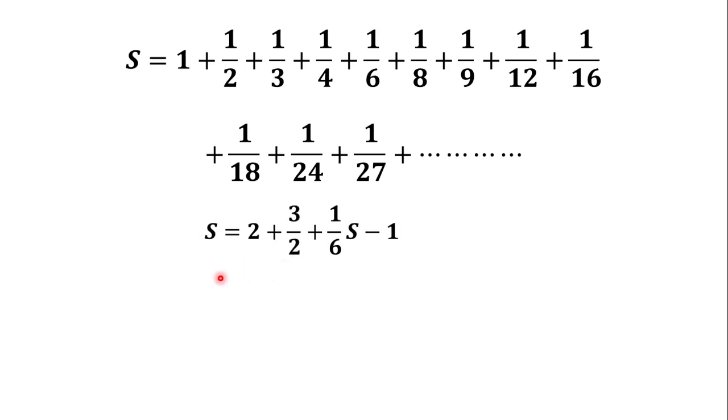And by solving this equation, we get 5/6 times S equals 2 plus 3/2 minus 1, and the sum of these three terms is equal to 5/2, and S is equal to 3.